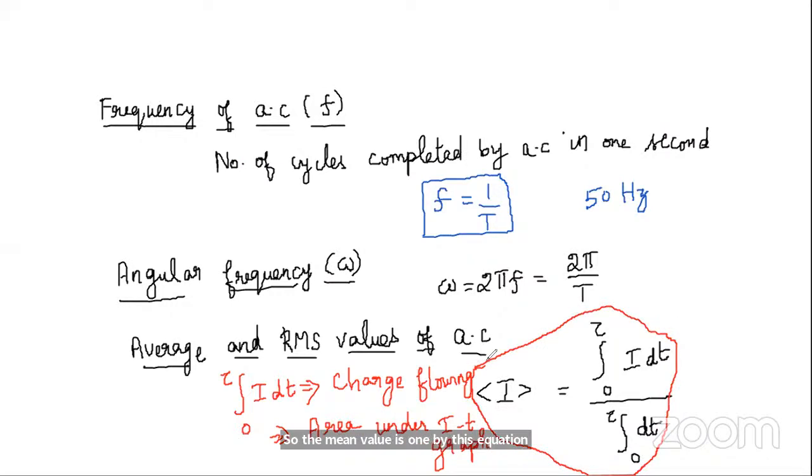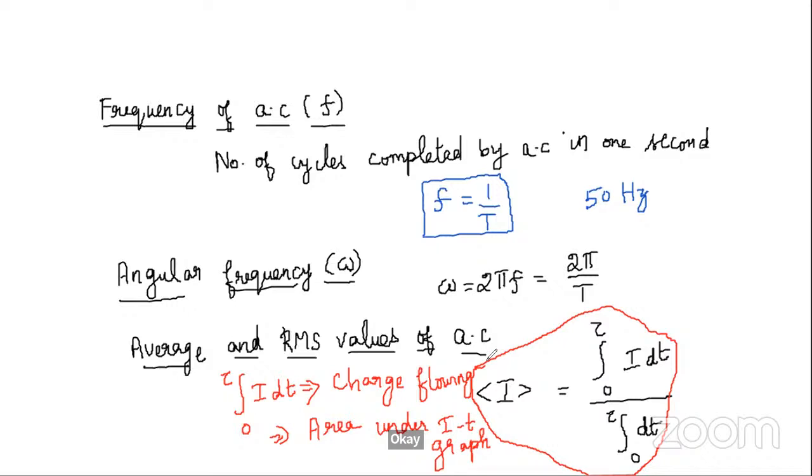Mean value of I is equal to integral 0 to tau I dt, that is, the area under the I-t graph, divided by integral 0 to tau dt. Okay.